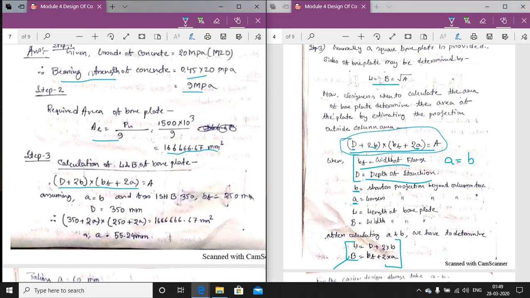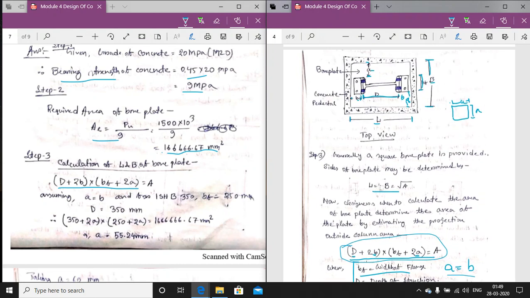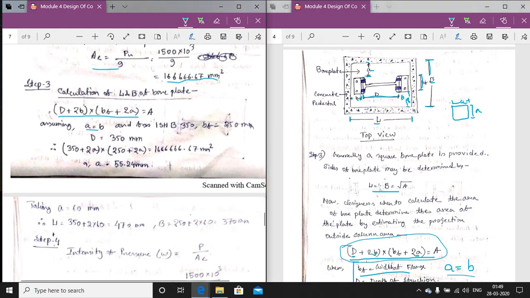I have told you that in these cases where A and B are both unknown, take A equal to B. That means this projection and this projection are equal. So if A is equal to B, and for ISHB, BF we know is 250 and capital D is equal to 350. For ISHB 350, this is the value that is taken from the IS SP6. So for that, 350 plus 2A into 250 plus 2A equals that value. So from here A equals 55.2, that is also equal to B, because A and B are similar.